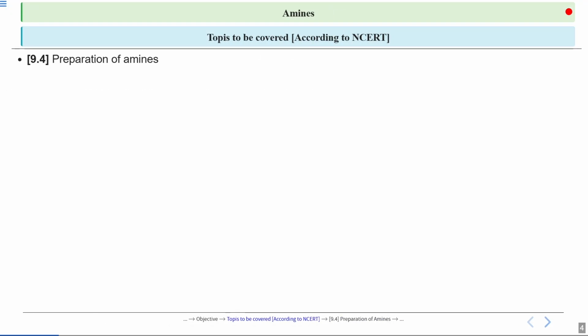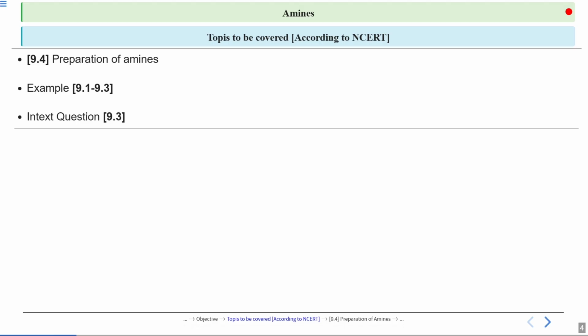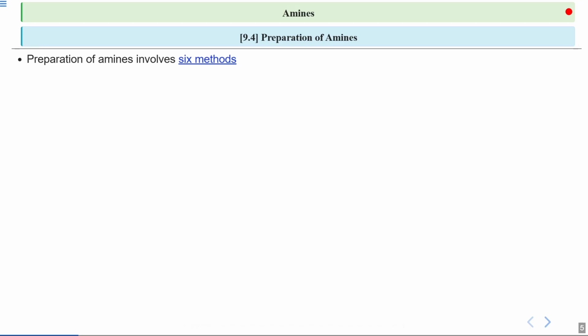Now for your reference, I have mapped the NCERT sections which we are going to cover today. So today we are going to cover section 9.4, which is preparation of amines. For your better understanding of the concept, we are going to solve an example which is 9.1 and 9.3. Also, we are going to solve one in-text question which is question 9.3. Okay, so let's start with today's lecture.